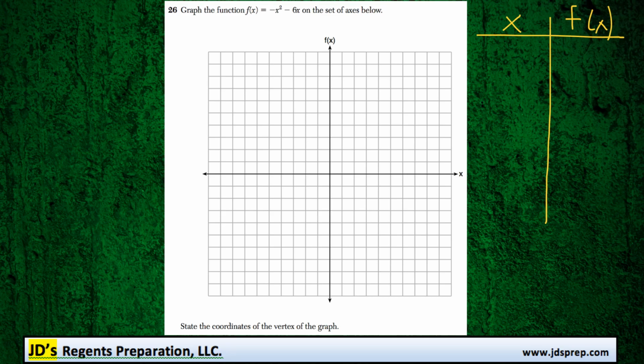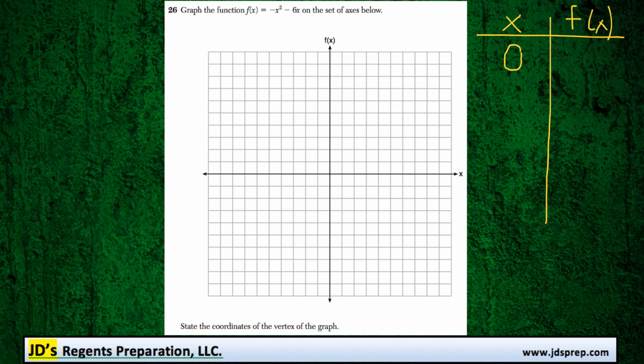This is problem number 26 from the June 2017 Algebra Regents exam. In this question, we're going to have to graph the function negative x squared minus 6x. So you can see on the right-hand side here, I've already set up a table of values. So what we're going to do is just pick some values of x and figure out what f of x will be in each of these cases.